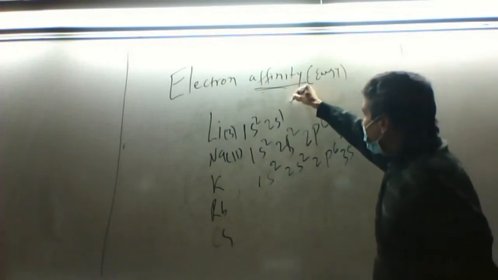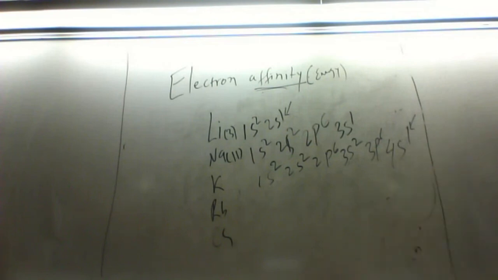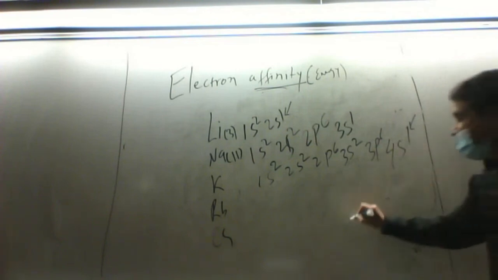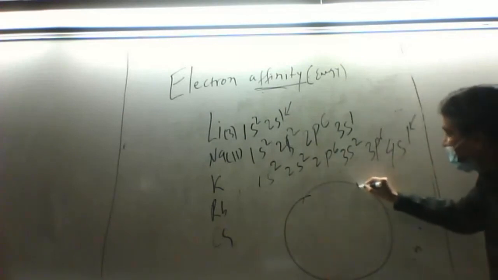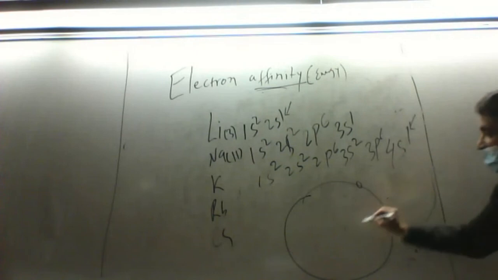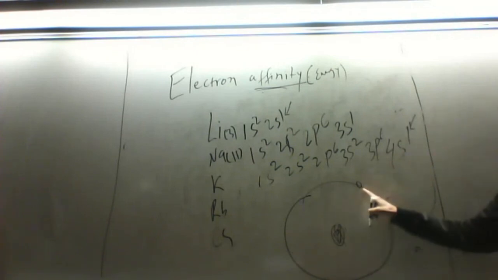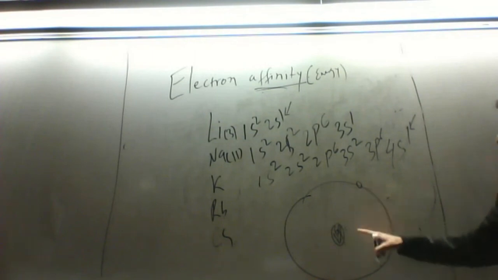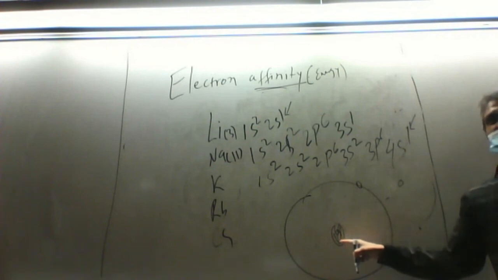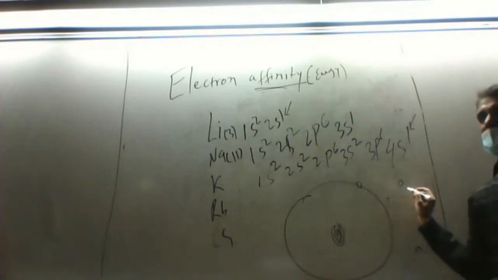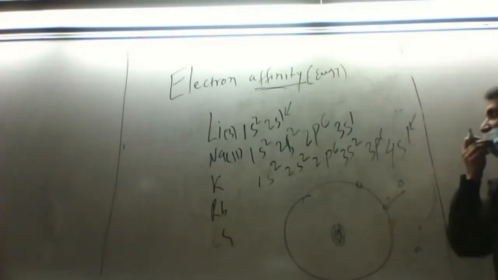Now, is it easy to add an electron here, or is it easy to add an electron here? Which one is easier? This one is too big. The outermost electron is here, there is one electron, and 19 protons are sitting here. So this electron is too far. If an electron is coming from outside, this proton really cannot attract the incoming electron. The size is too big.